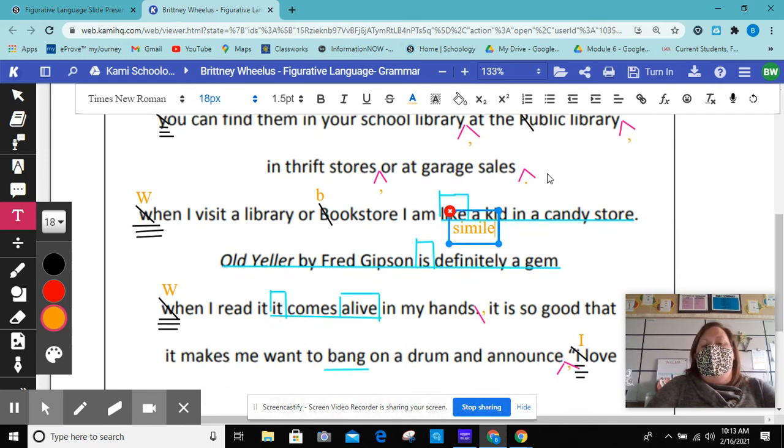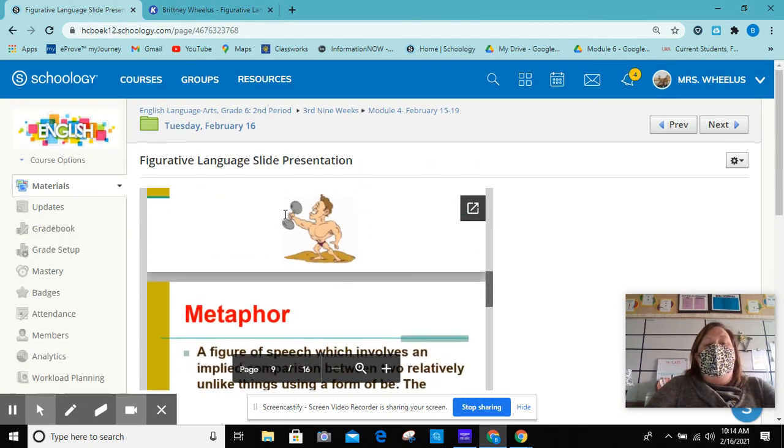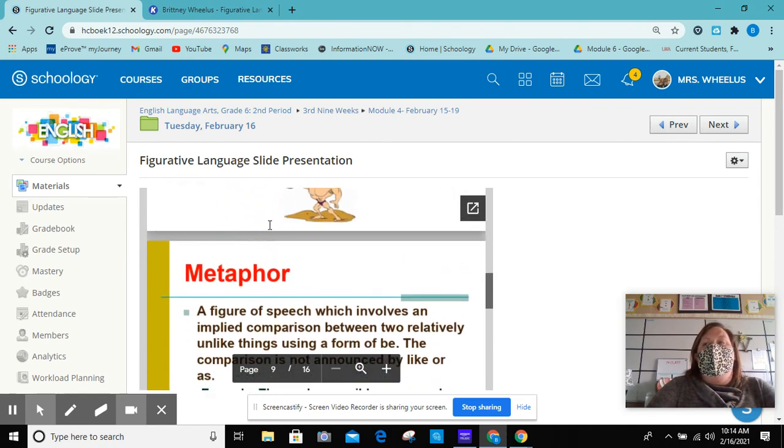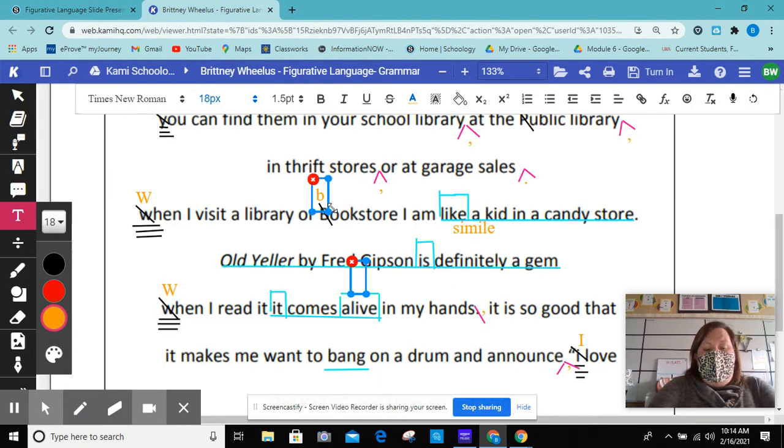All right, Old Yeller by Fred Gibson is definitely a gem. Old Yeller is being compared to a gem. A gem is like a diamond or a stone, okay? And we're using a be verb. What figurative language is being used here? Metaphor.